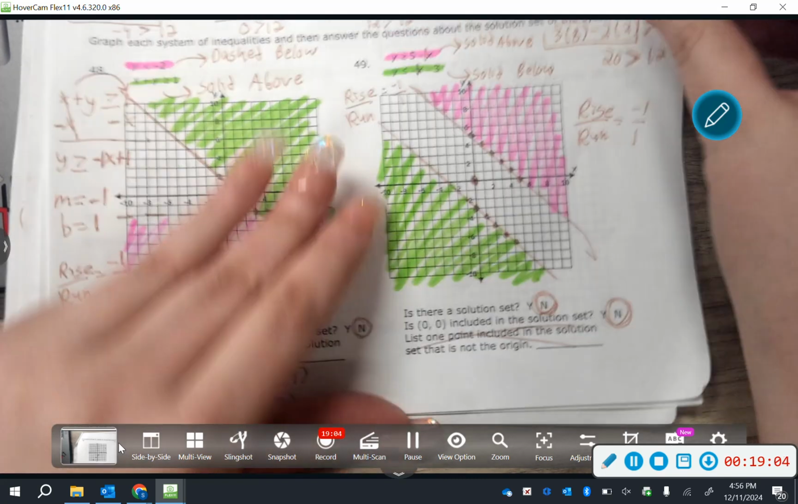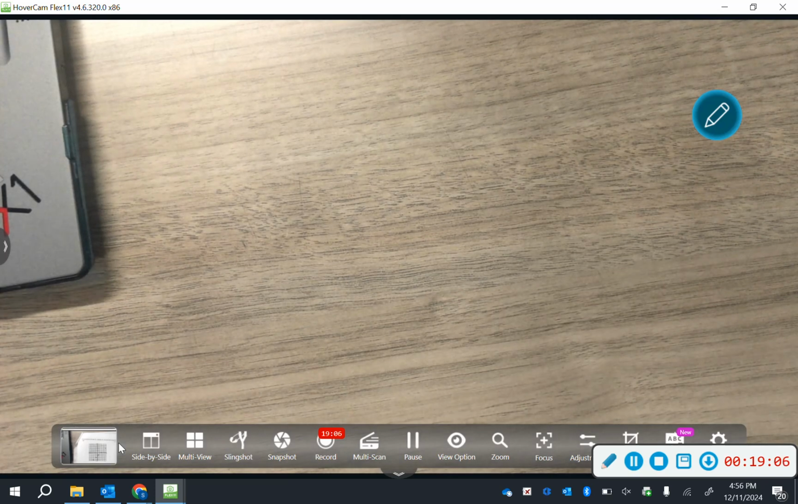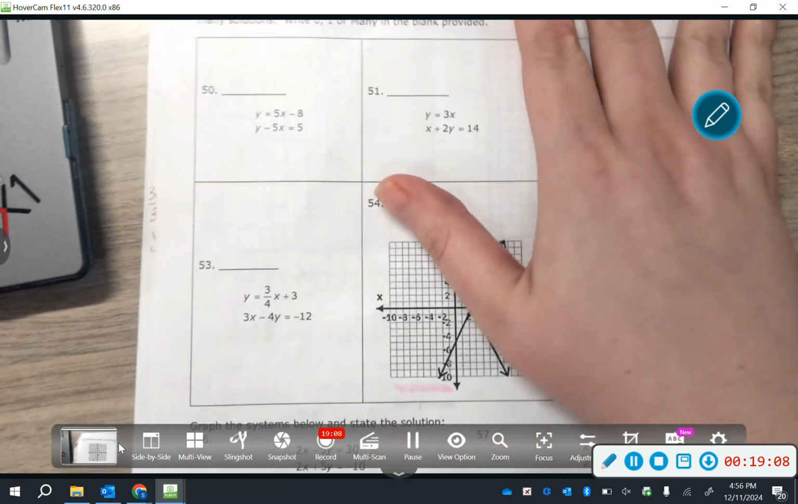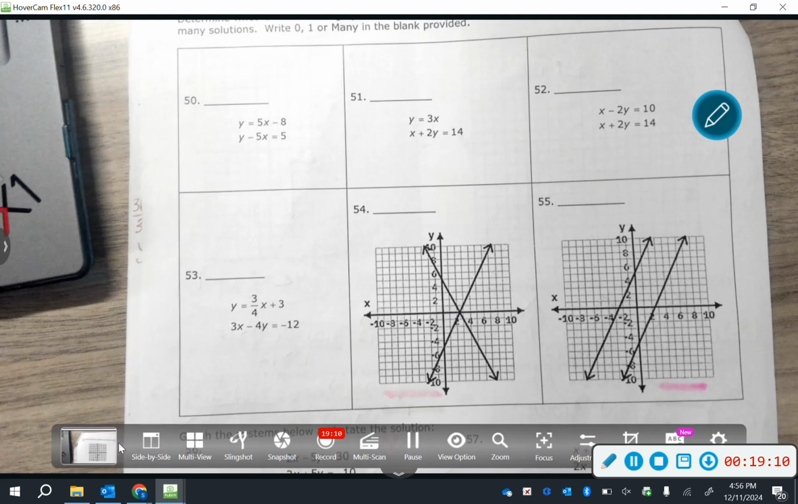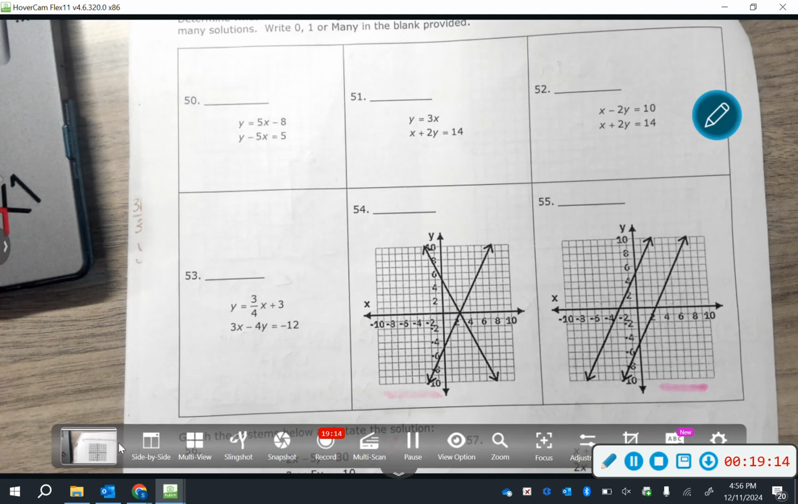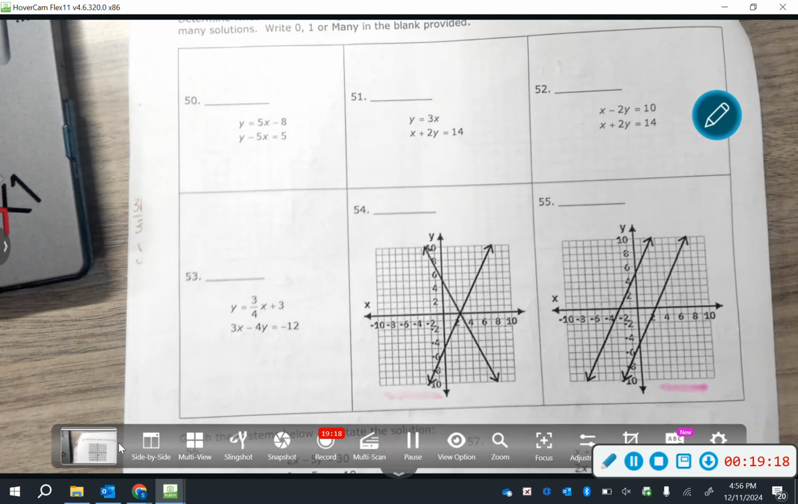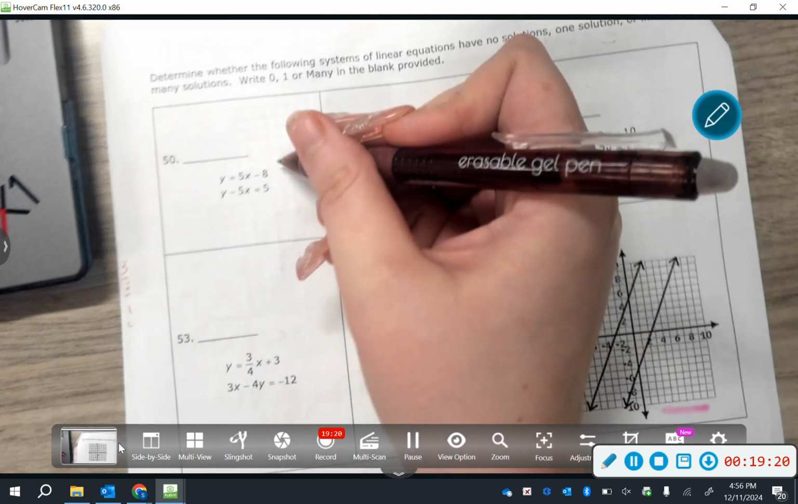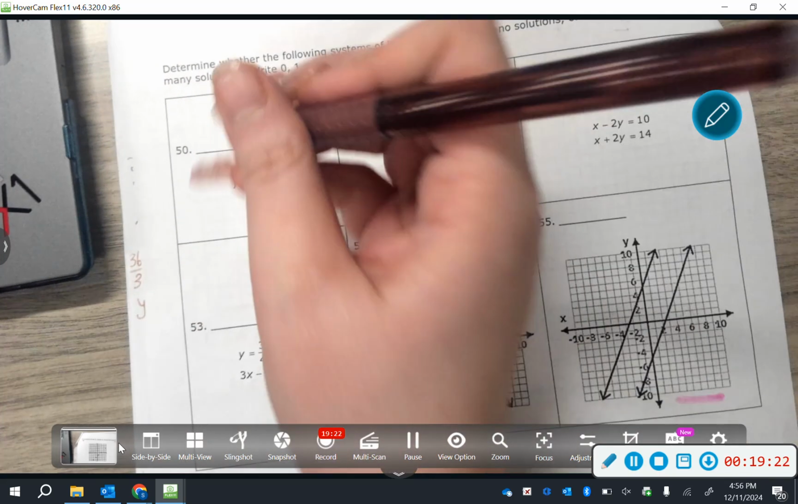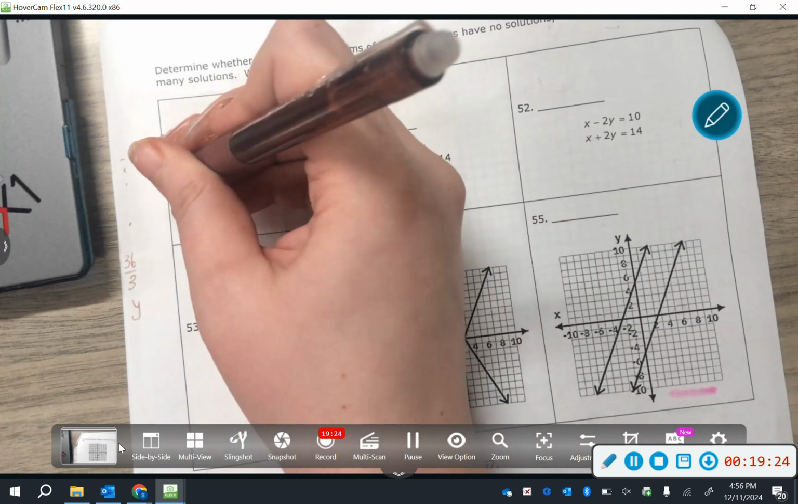I'm going to flip to the back. Determine the solutions. It says whether we need to determine if it has one solution, no solution, or infinitely many. Write 0, 1, or many in the blank. If they are both y equals, plug that in your calculator. Go see where that crosses, row 1, row 2.